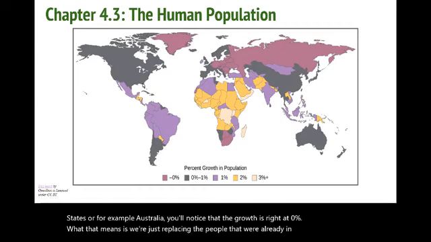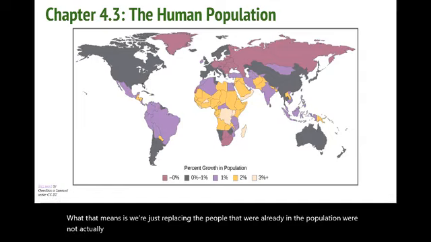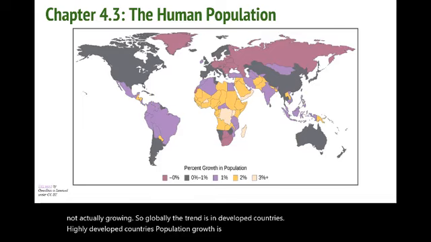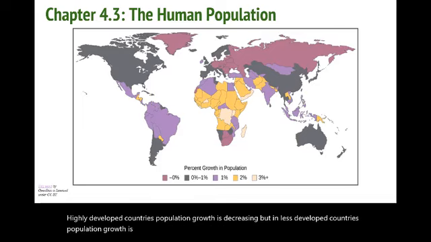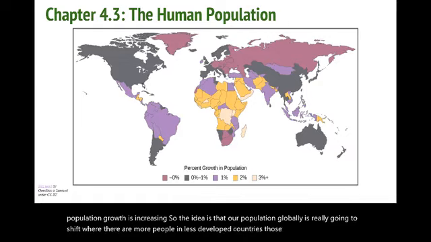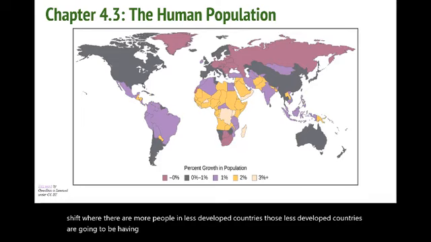What that means is we're just replacing the people that were already in the population. We're not actually growing. So globally, the trend is that in highly developed countries, population growth is decreasing, but in less developed countries, population growth is increasing. So the idea is that our population globally is really going to shift where there are more people in less developed countries. Those less developed countries are going to be having a higher population density.